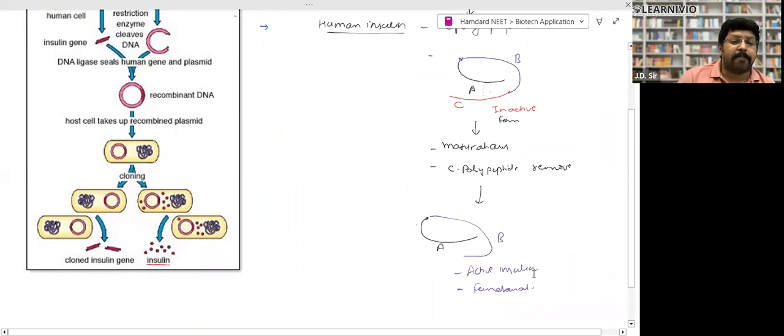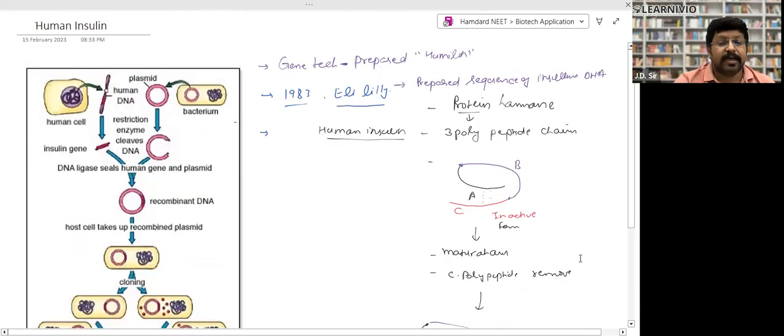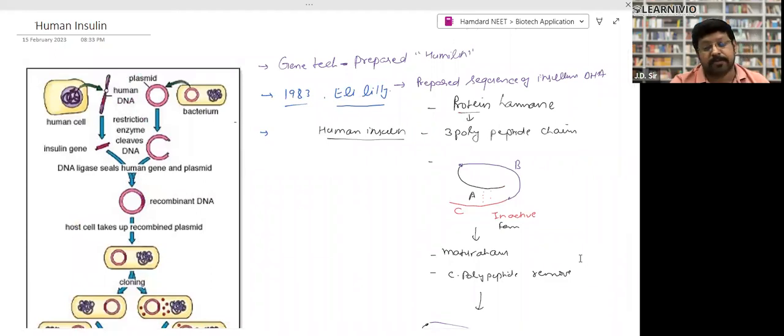So with the help of biotechnology, we need not make the C chain. Why would we make the C chain when A and B chain is the only active insulin? We make only the A and B chain. The same thing had been done by this company, Eli Lilly. Eli Lilly produced the sequence for the A polypeptide chain and B polypeptide chain. That's it. And one more important thing which I want to tell you, right? When we produce the human insulin, we produce the A chain and B chain of polypeptide separately.